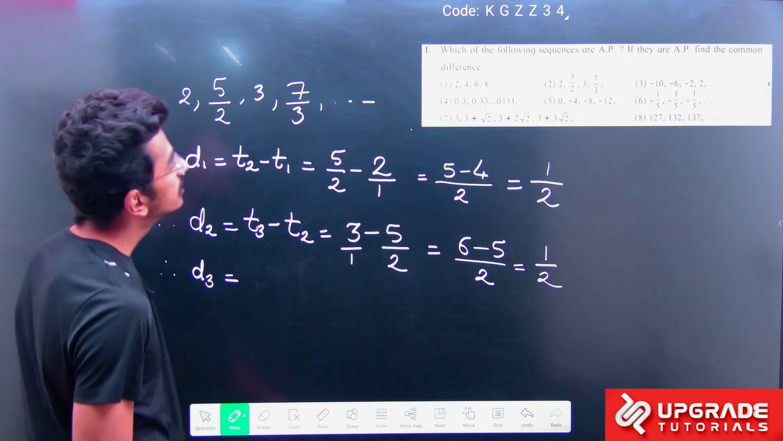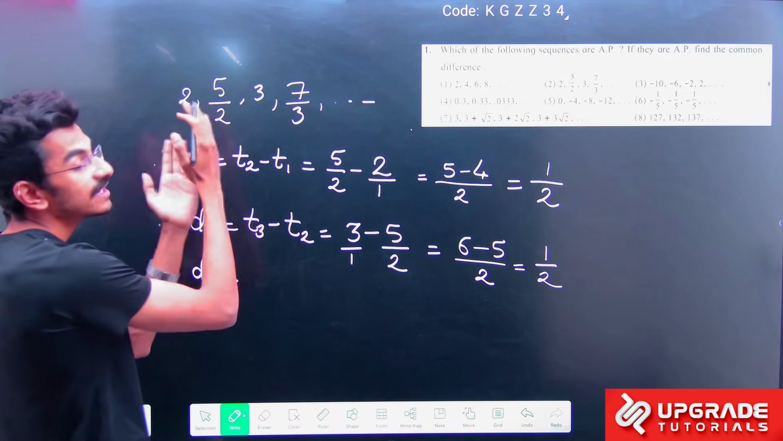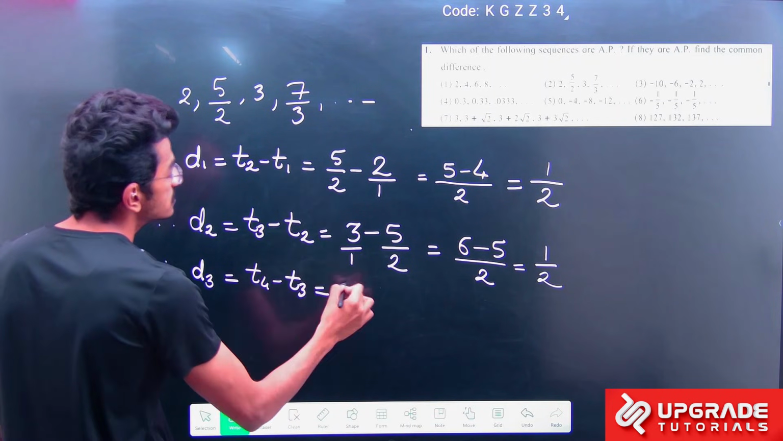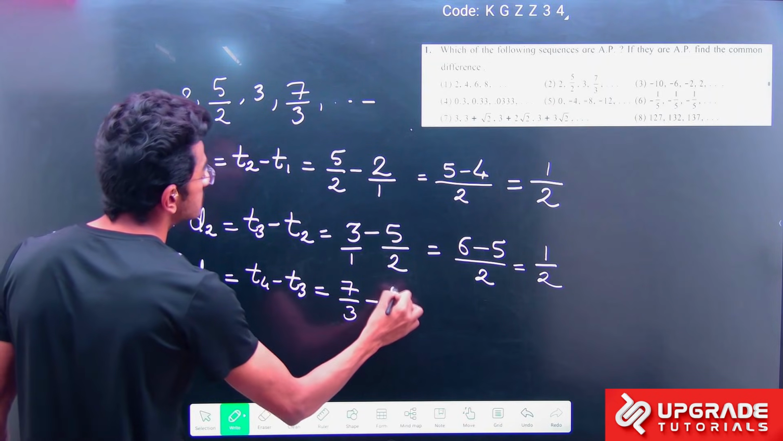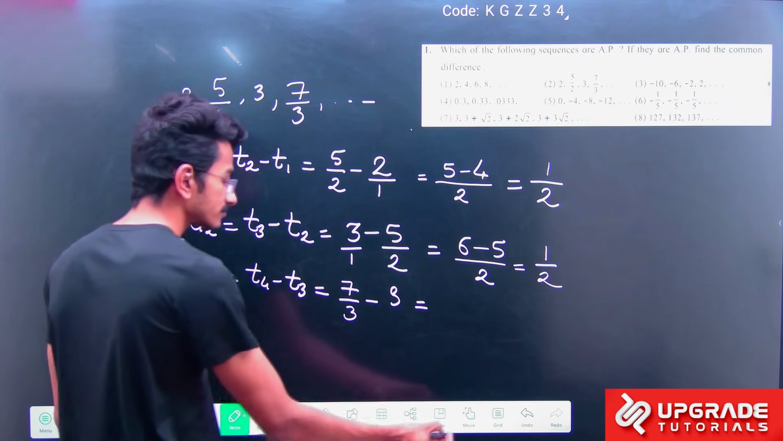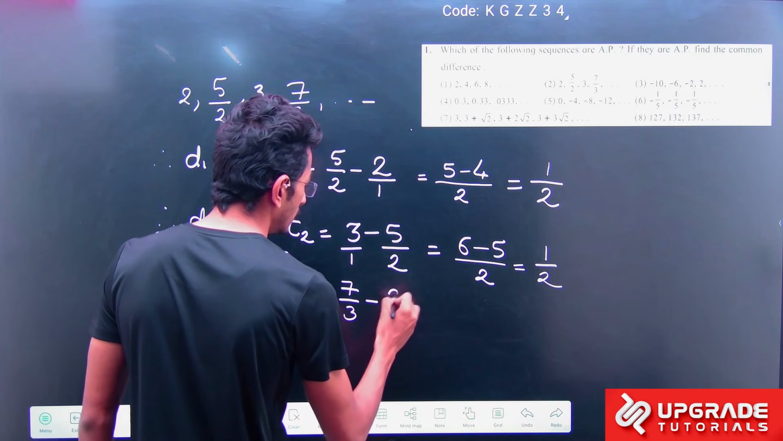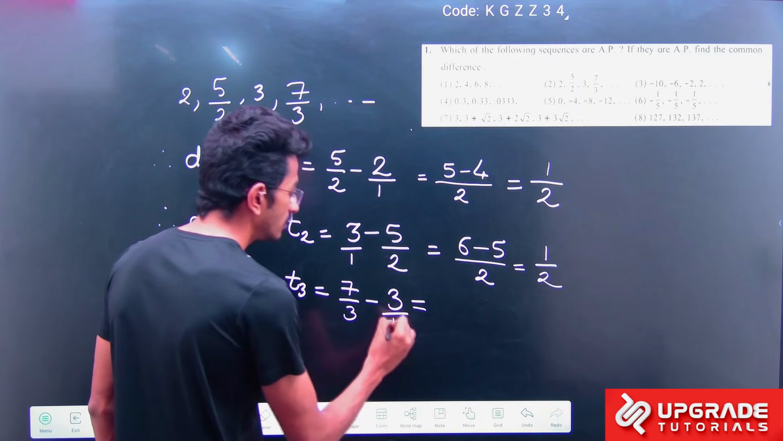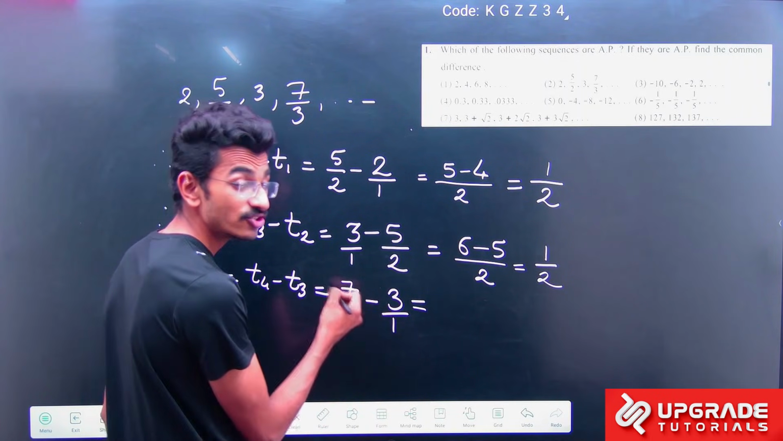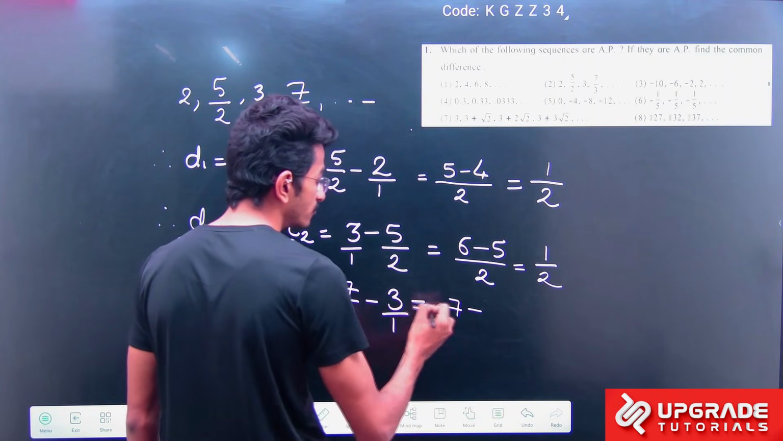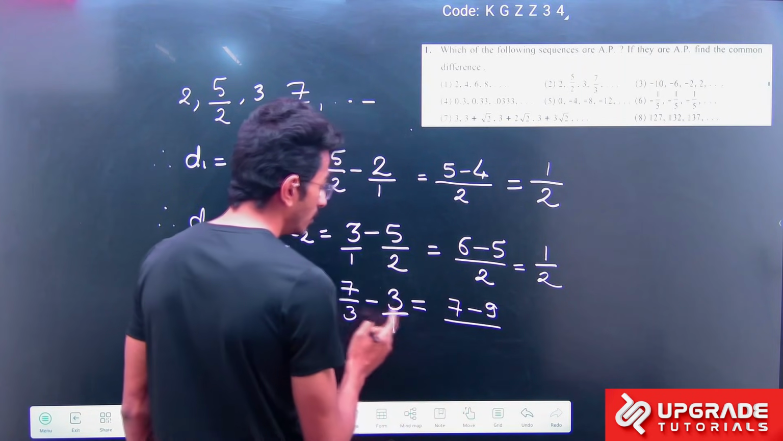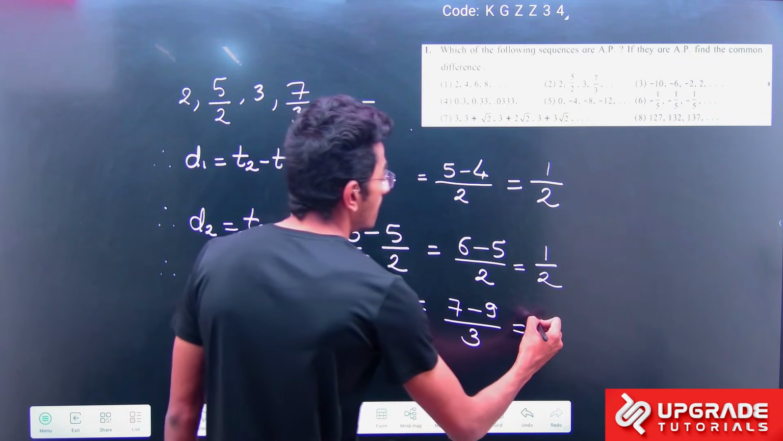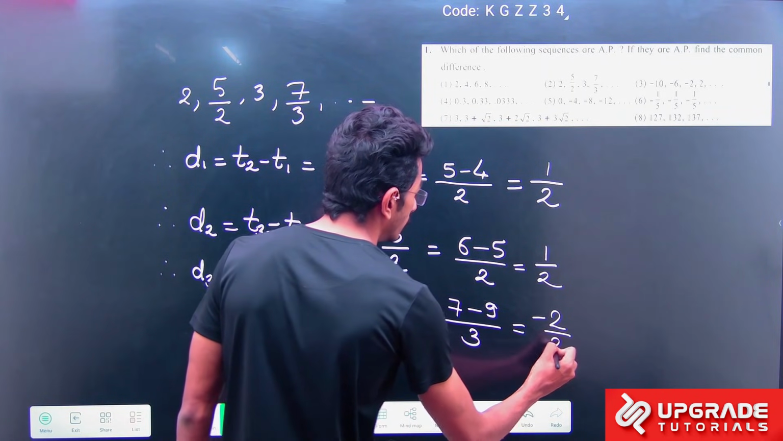D3. D3 is T4 minus T3. So it becomes 7 upon 3 minus 3. Okay. Just check the denominators as I said before. 3 upon 1. Cross multiply. 7 into 1 is 7 minus 3 into 3 is 9, upon 3 into 1 is 3. 7 minus 9 is minus 2 upon 3.